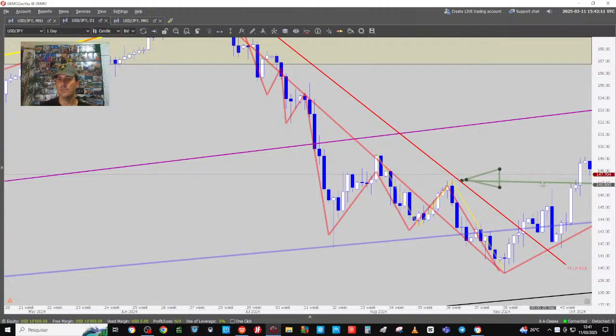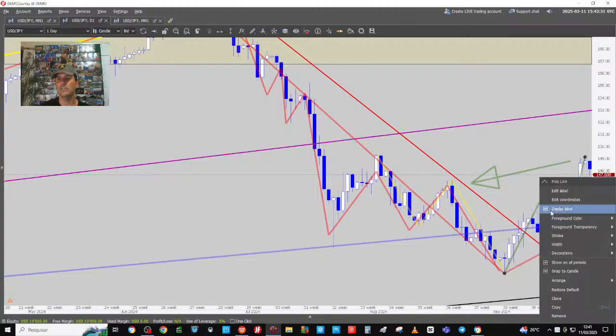This one, didn't this high on the left, oops, another arrow, didn't this high on the left break this high? Isn't the market making higher highs, higher lows on the green?